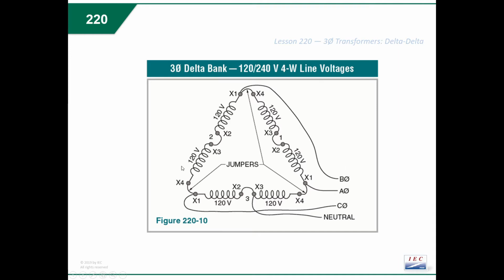B to C, I get 240. None of those relationships have changed. But what's new is this neutral. If I read from my neutral, or let's say from A phase to neutral in this case, I'm going to see 120, okay? Because again, if you think from A phase to C phase, that's 240. Well, this neutral is exactly halfway to that, so I'm going to get 120.